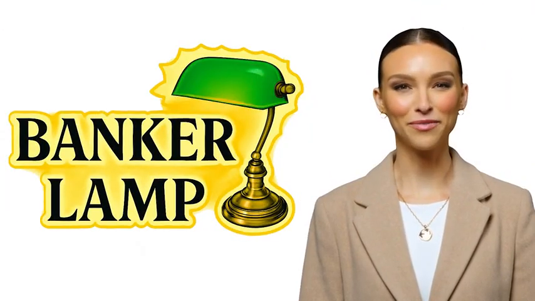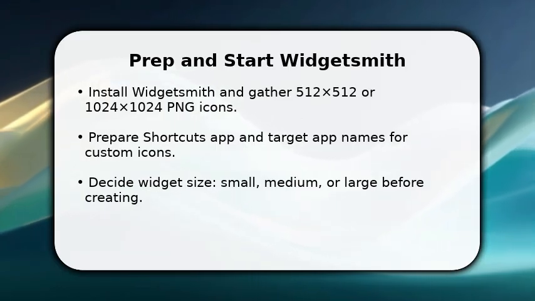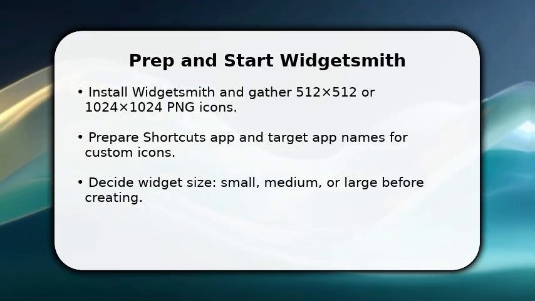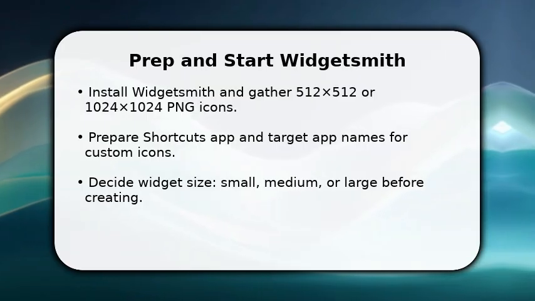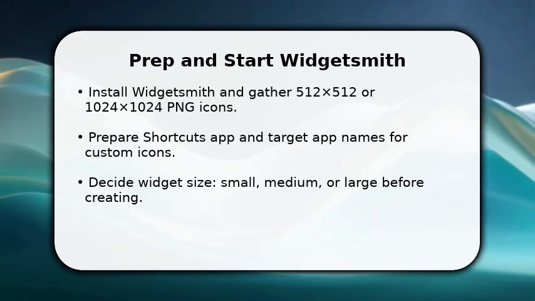Please enjoy the video. You already have Widgetsmith and the icons ready. Open Widgetsmith and create a widget of the size you want. Tap the default widget to enter edit mode, then choose Photo or Custom to import your PNG.